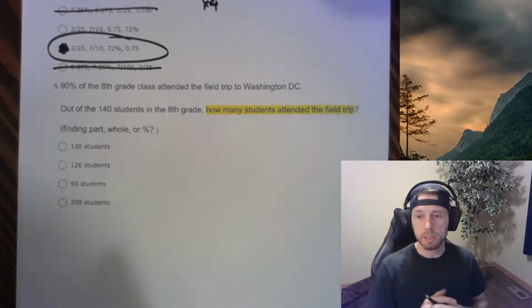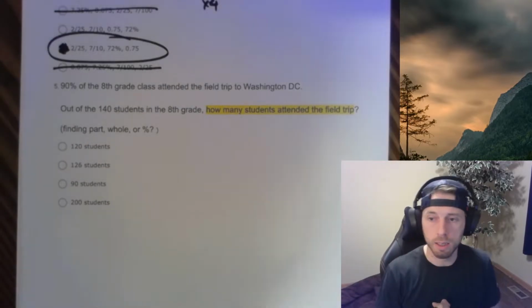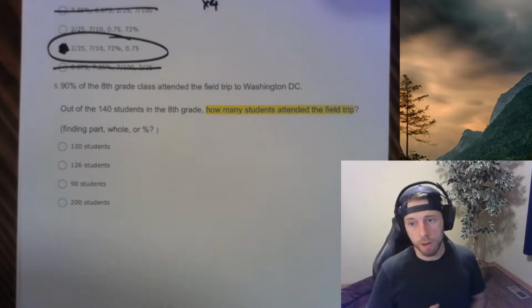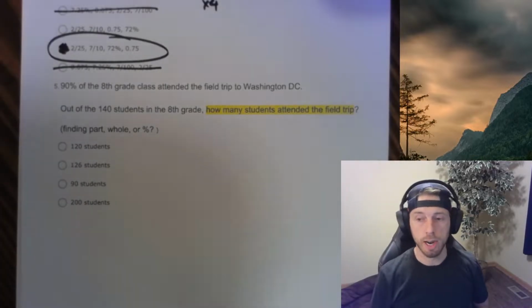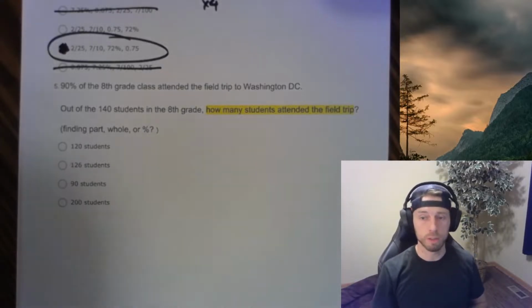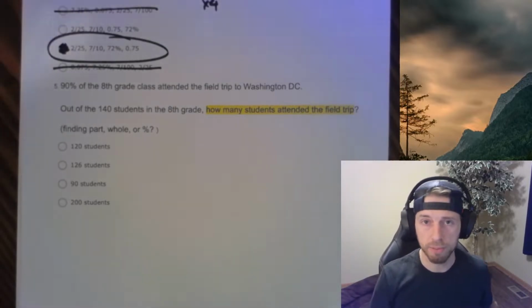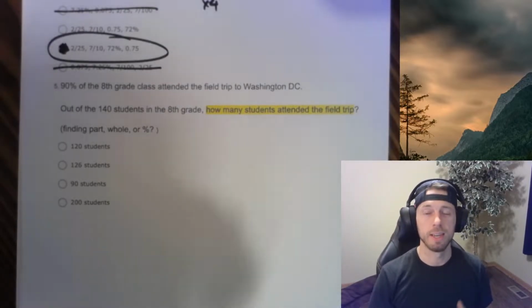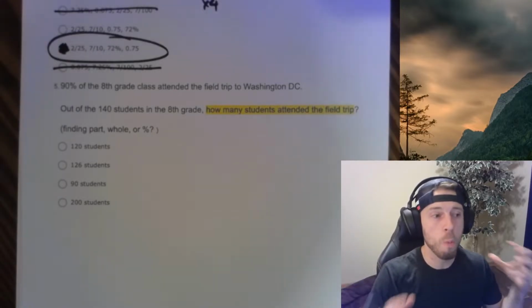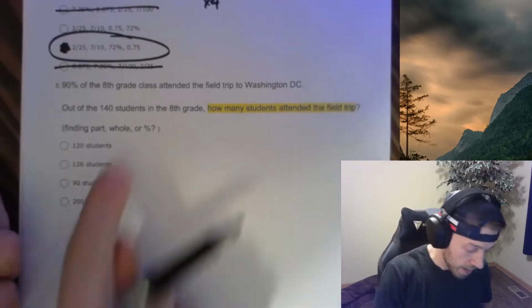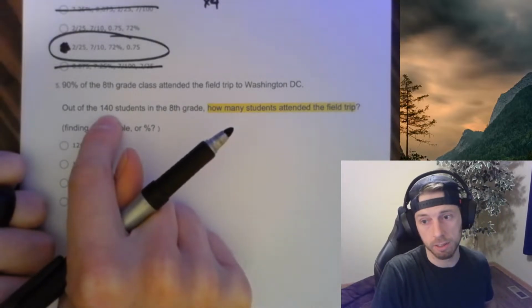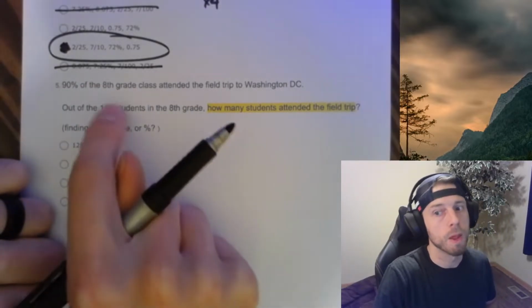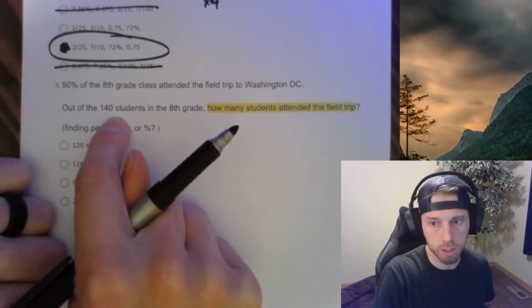Number 5. 90% of the 8th grade class attended the field trip to Washington, D.C. Out of 140 students in the 8th grade, how many students attended the field trip? Great question here, guys. But before we go trying to solve this one, let's think rationally about this. 90% is a huge percentage. It's almost all of something, right? And if you've got 140 kids, that means almost all of the kids. Not all of them, because it's not 100%, but almost all of them went on the DC trip.